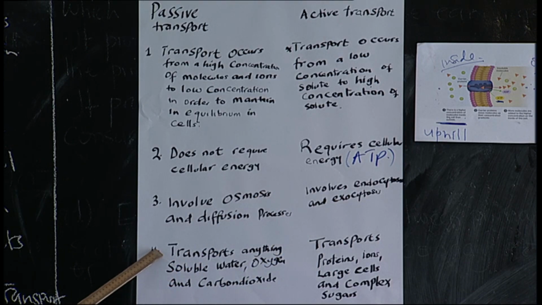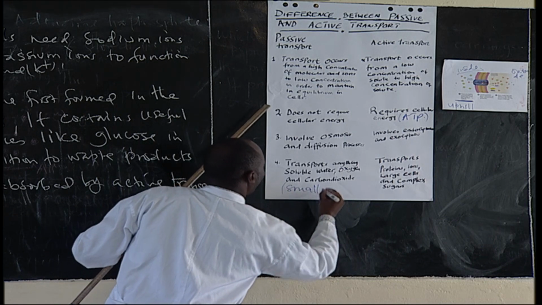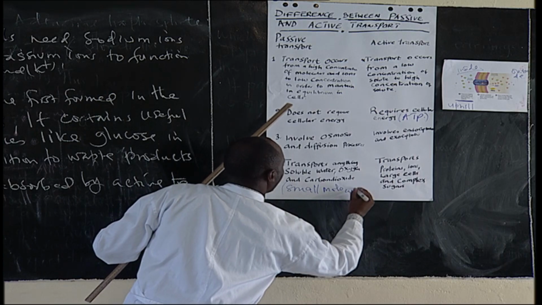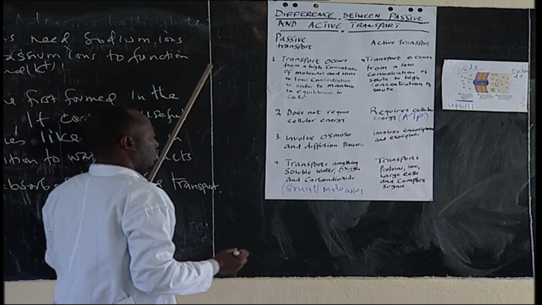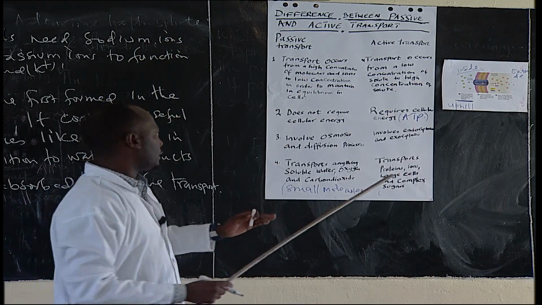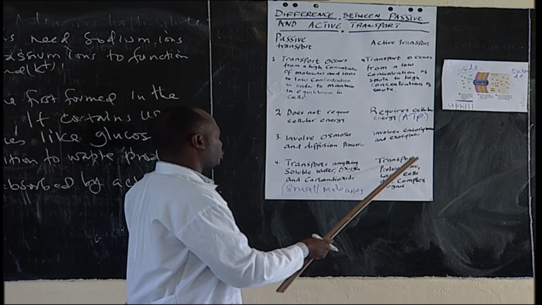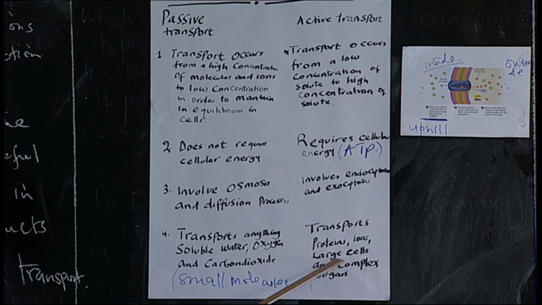Lastly, number 4, the last difference between active transport and passive transport. Passive transport transports any soluble substances: water, oxygen, and even carbon dioxide. I can write here, it transports small molecules. But active transport transports large molecules and complex sugars. Complex sugars are normally transported by active transport because they need energy. It transports proteins, ions, and large cells.